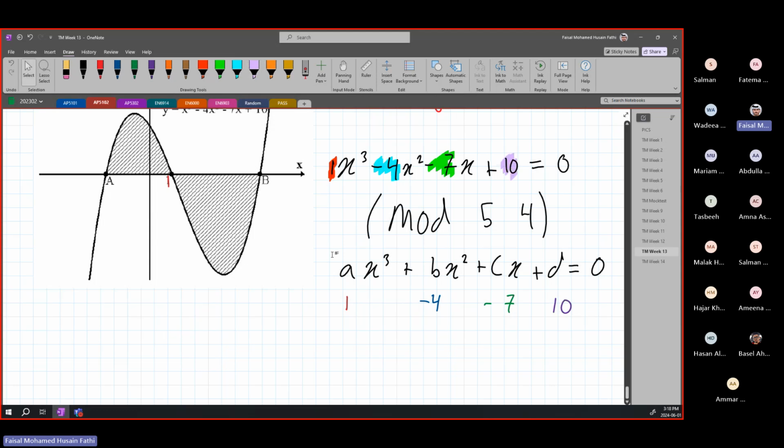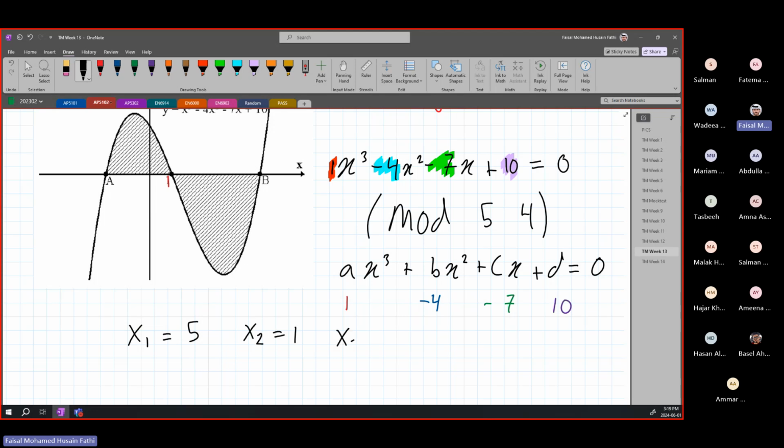Once you put this into your calculator, you're going to hit mod 5.4. You're going to put a is 1, minus 4 is b, minus 7 is c, and then 10 is your d value, and then you're going to hit equal. It is going to give you all the values that you need. So it's going to say x1 is equal to 5, x2 is equal to 1, which they already have given us, and then x3 is going to be equal to minus 2.